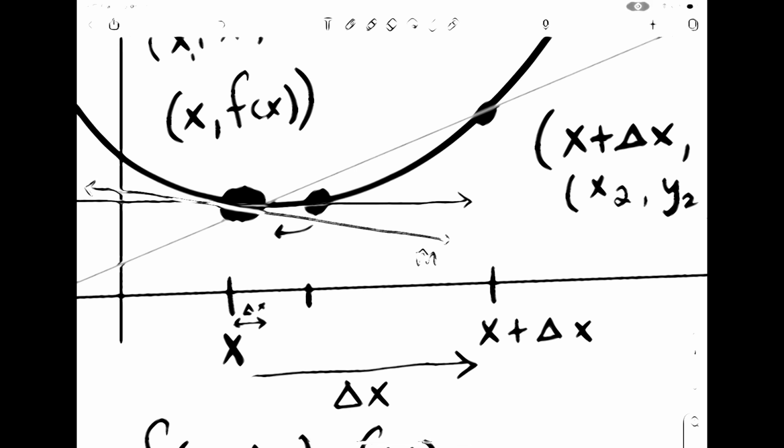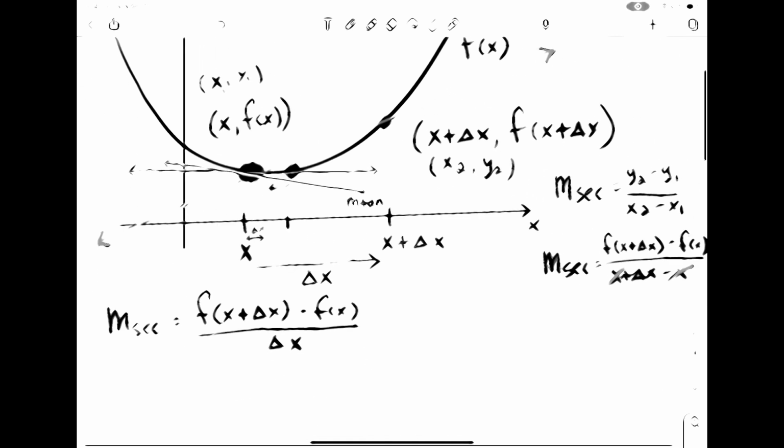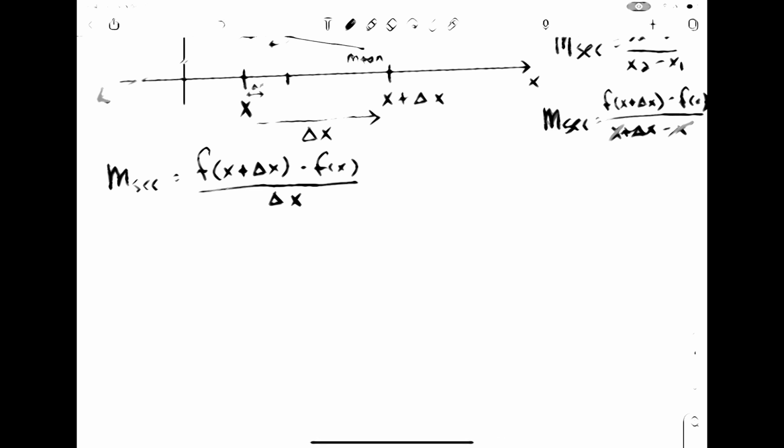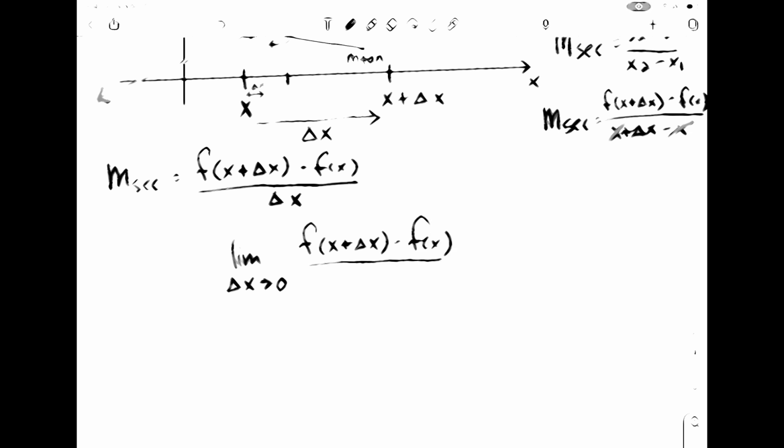So here is m tangent. Well, that's our tangent line. We want the slope of that. What did we do to make a secant line with 2 intersection points into a tangent line with 1 intersection point? What we did is we took the limit as delta x goes to 0 of f of x plus delta x minus f of x divided by delta x. So what is this? This is m tangent, the slope of the tangent line.